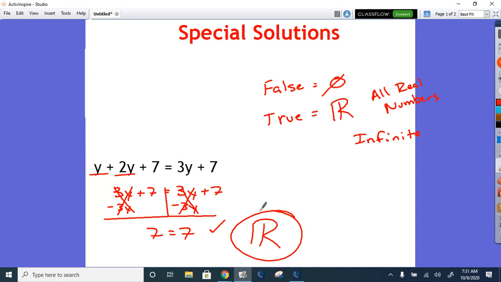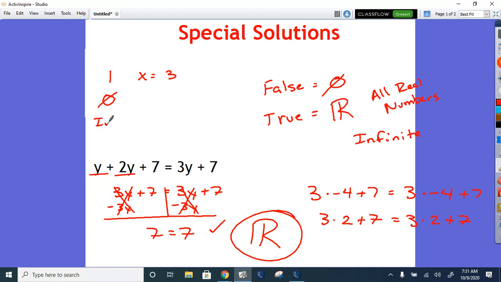And again, look at how we would substitute in here. 3 times any number, use like negative 4, and I add 7 would be equal to 3 times that same number plus 7. It wouldn't matter if I changed that to 3 times 2 plus 7, because in fact, it's the same equation on both sides. So that's why we actually get infinite solutions. So those are the 3 different types of solutions you have. Either 1, where you just get x is equal to some number, 0 solutions, which we get that null set, or infinite solutions, where we get all real numbers.